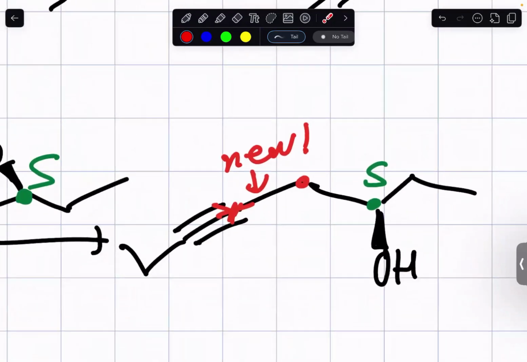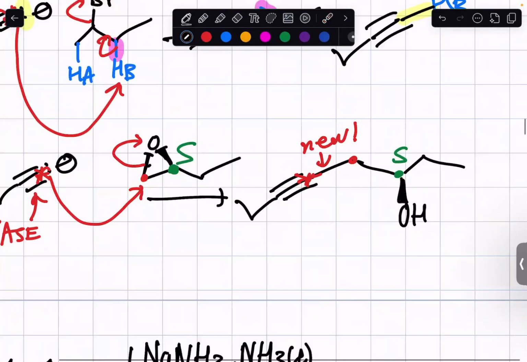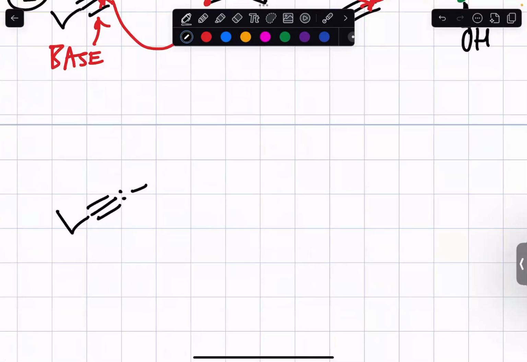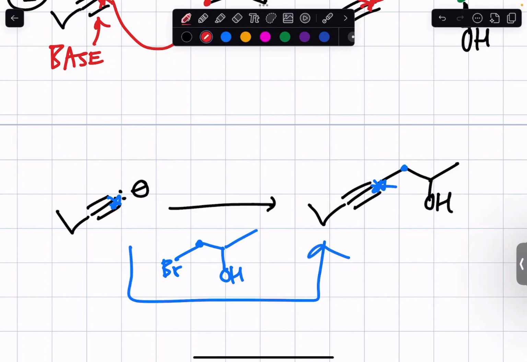So when you see in synthesis, you have a terminal alkyne, and then you added a new carbon-carbon chain where there's an alcohol on the second carbon, right? Don't think of SN2. Let's say we have a terminal alkyne anion right here, and then you wanted to get to this point right here, and you try to do that by using this reagent here. Let's say you make that the dot and you make this the star. This would not convert into that, right?